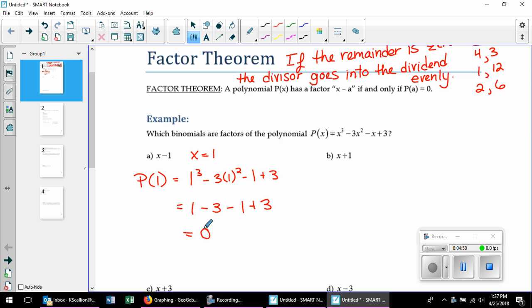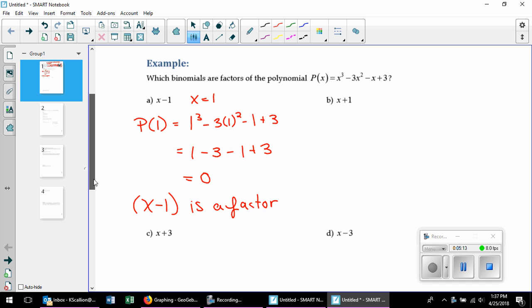So what would we say? x minus 1 is a factor. Just a quick question. How many factors do you anticipate with something with a degree of 3? How many x-intercepts would we have? Maximum of 3, right? So you would expect to get 3 factors. Oh, look at that. Connecting the dots.